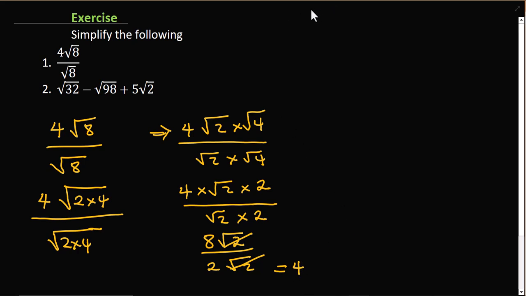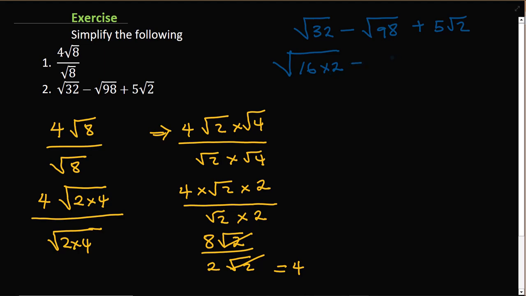Okay, let's do the next one. The next one looks a little bit complex, but it's still something we can do. Surd 32 minus surd 98 plus 5 surd 2. So let's simplify 32. 32 is the same as 16 multiplied by 2, right? So 16 is a perfect square. That's why I'm using it. So one number has to be a perfect square, and the other one does not necessarily have to be a perfect square, right?